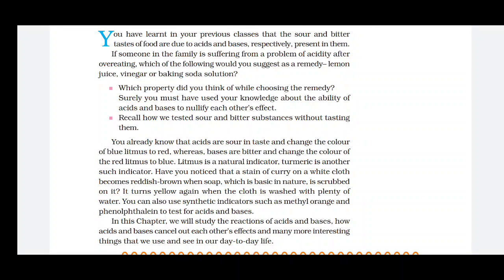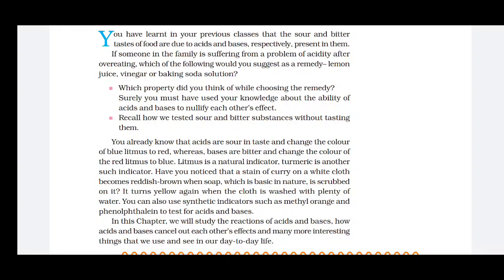Properties of acids are: the term acid is derived from a Latin word, acidus, A-C-I-D-U-S, which means sour. Acids have a sour taste, we already discussed. It turns blue litmus paper red. Other than that, one more property of acid is that they release or give hydrogen ions in the aqueous solution.